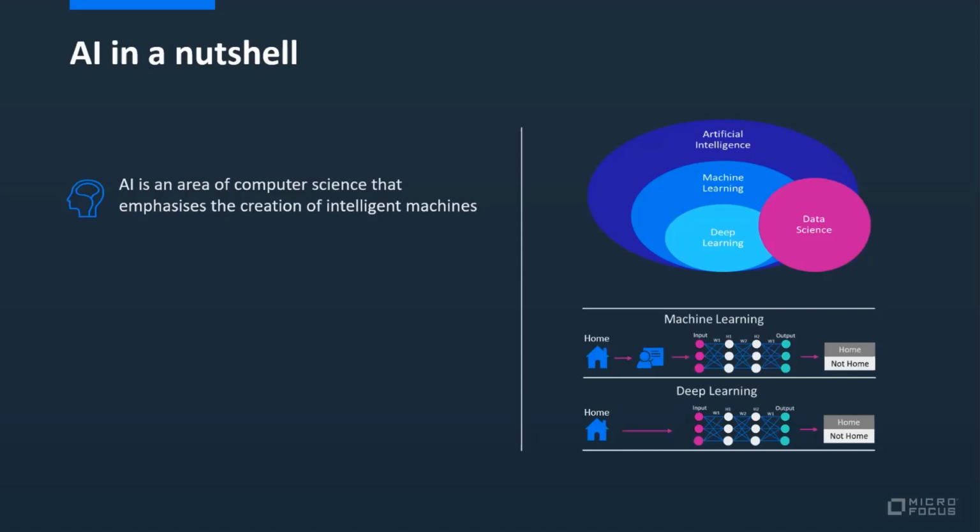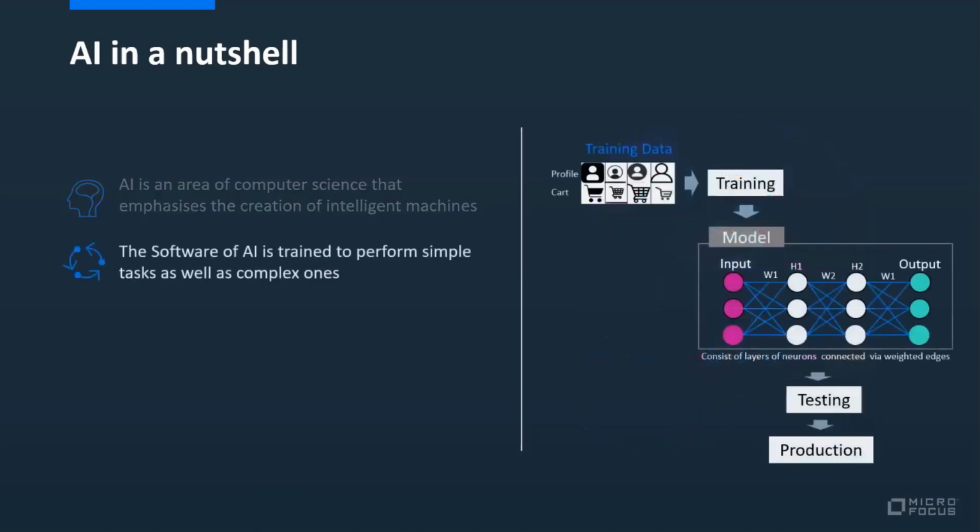And this is also a super important thing to understand, where AI will usually tell you what it is or what it isn't. It wouldn't say that this is something else because it was not trained to do this kind of thing. The second piece is that the software of AI is trained to perform, as I said previously, a simple task as well as a complex one.